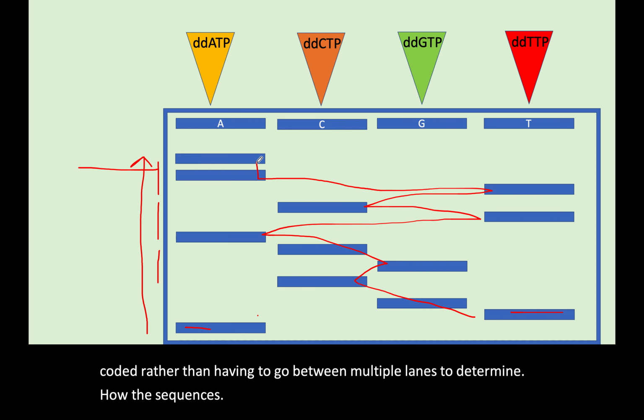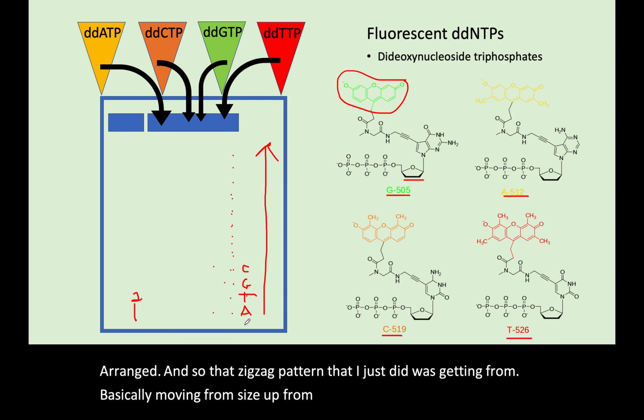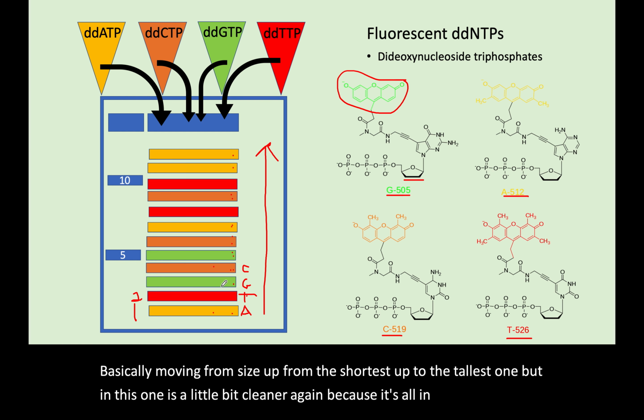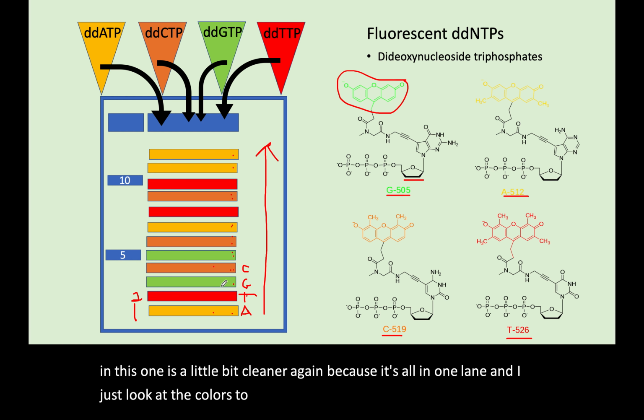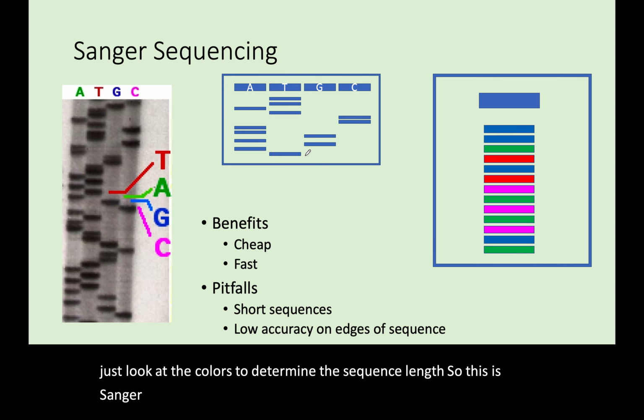And so that zigzag pattern that I just did was basically moving in size from the shortest up to the tallest one. But in this one, it's a little bit cleaner because it's all in one lane and I just look at the colors to determine the sequence. So this is Sanger sequencing. This is how it's done.